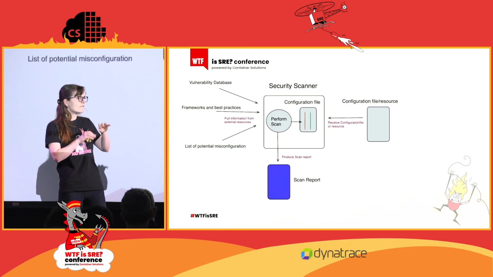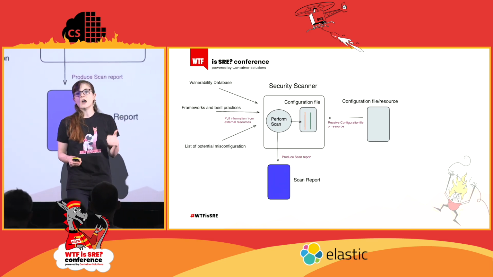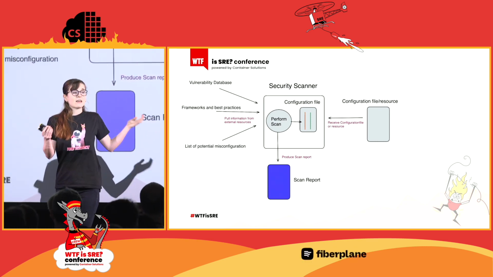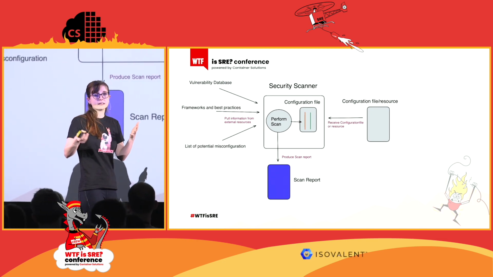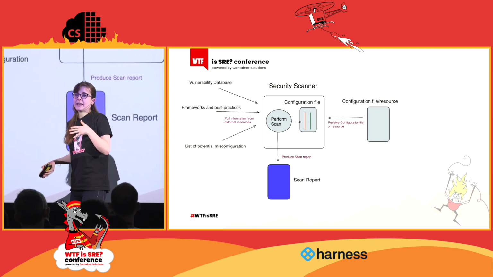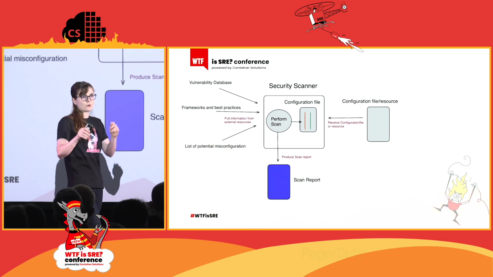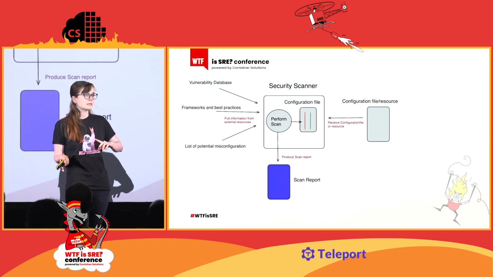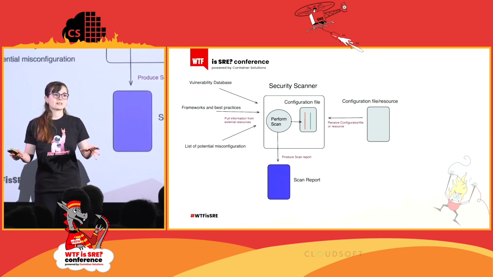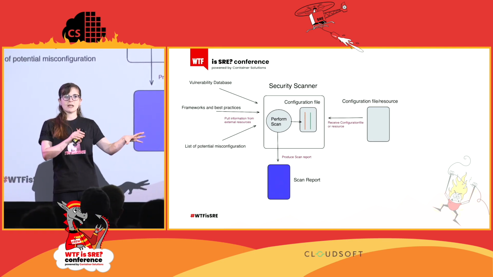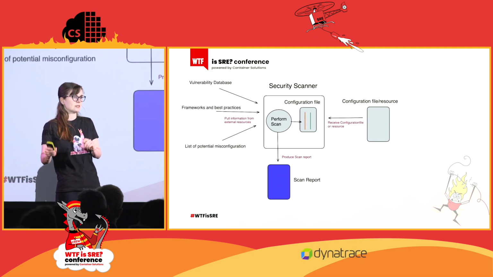Now, security scanners at a very high level take in different information. For example, they take in a vulnerability database of the vulnerabilities that are found in different packages and libraries. They take in frameworks and best practices. In the case of Kubernetes, you might have heard of NSA, CIS, compliance. These are entities that define best practices and how you should configure your resources. Security scanners also take in common misconfigurations. So for example, at Aqua Security, the enterprise team sees some common misconfigurations that people have in their different resources.